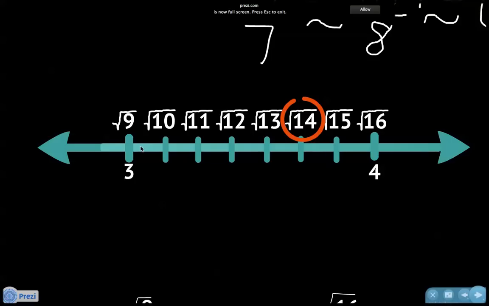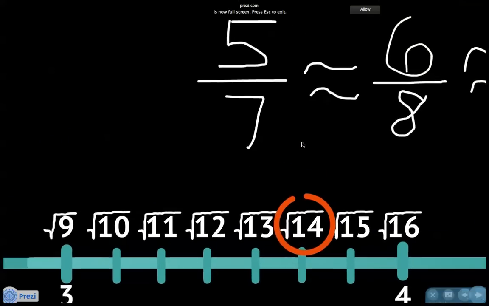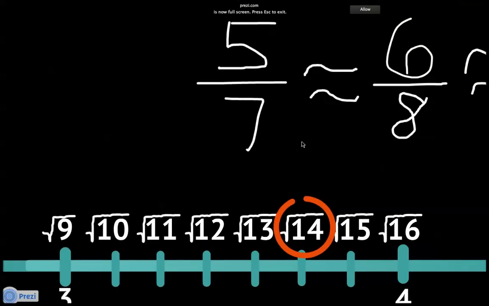Now I'm going to count how many steps it is from 3 to 4. 1, 2, 3, 4, 5, 6, 7. 7 steps to get from 3 to 4. And the square root of 14 is 1, 2, 3, 4, 5 steps. 7 steps altogether. Square root of 14 is 5 steps of the way there to get all the way from 9 to 16, or the square root of 9 to the square root of 16.